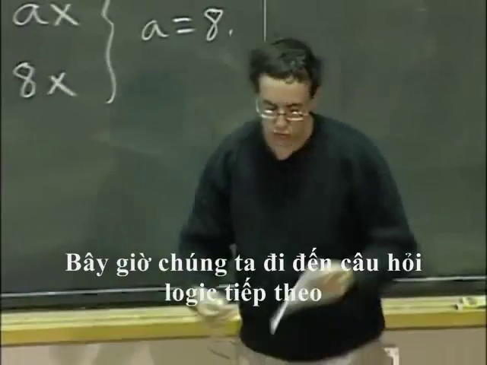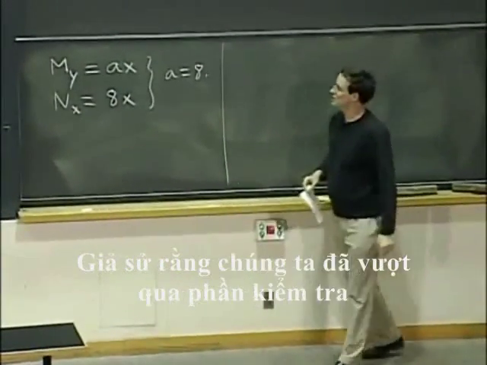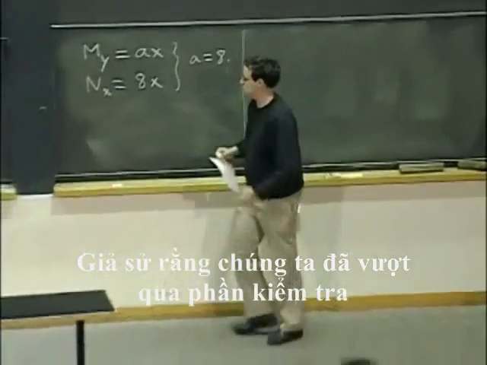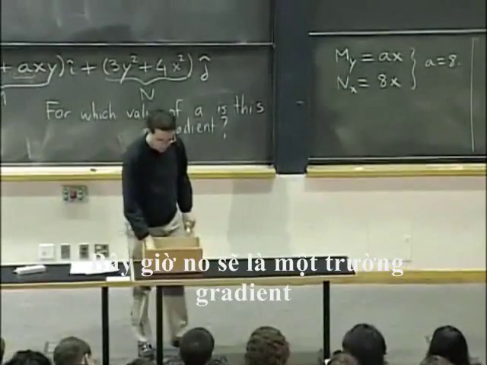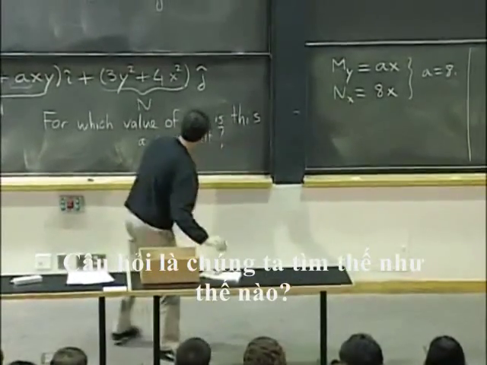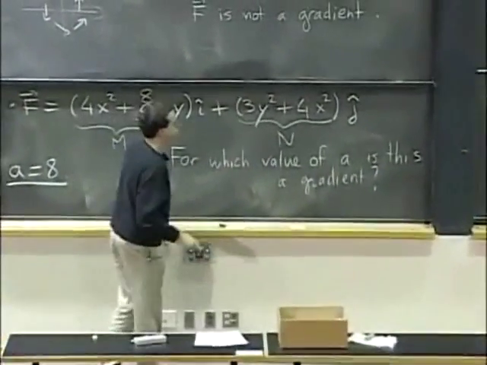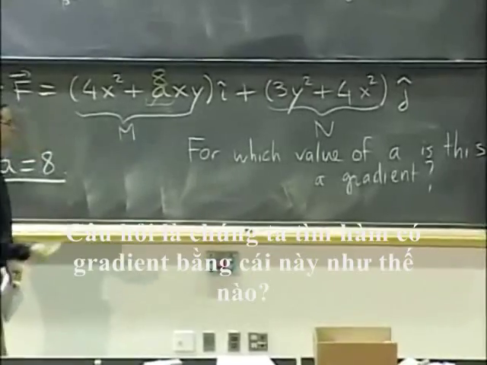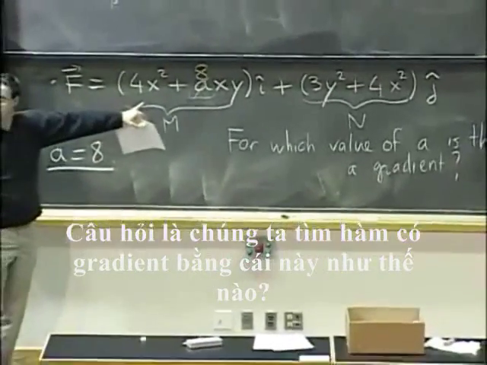So now we come to the next logical question. Let's say that we've passed the test. So we've put A equals 8 in here. So now it should be a gradient field. The question is, how do we find the potential? So that becomes 8 from now on. The question is, how do we find the function which has this as gradient?